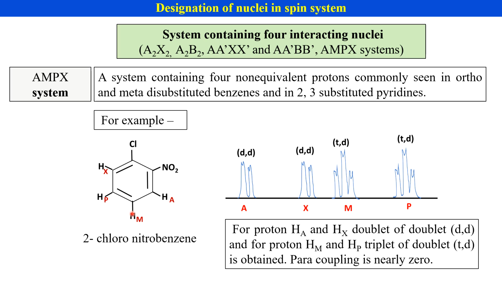For P and M type of protons, we get a triplet of doublets. Because P type of proton couples with X and M, a triplet is obtained, but it also couples with HA, therefore a triplet of doublets is seen in the spectra. Similarly, for proton HM also we get the triplet of doublets, and the spectra is second order or non-first order. In that case, the para coupling is nearly zero. Therefore, para coupling is not considered. And such type of system is known as AMPX system.